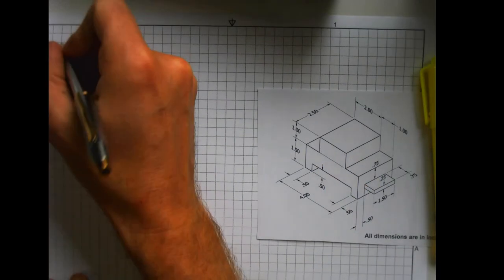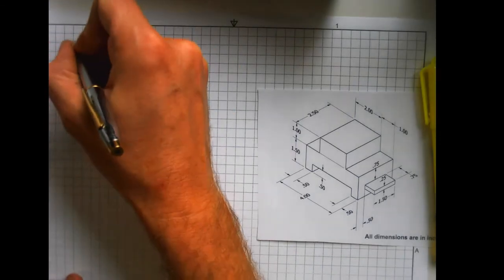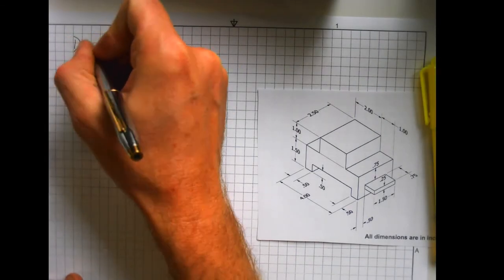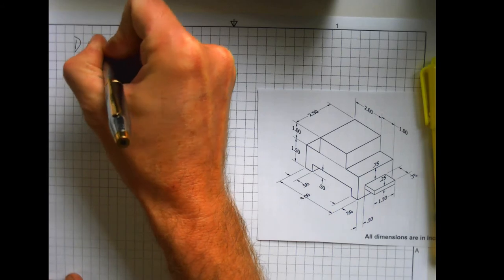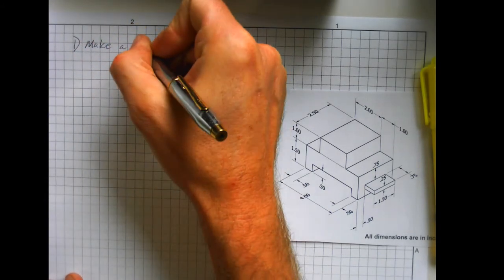So there's really three steps that you've got to use for our CAD software. Step number one is you're going to make a 2D sketch.